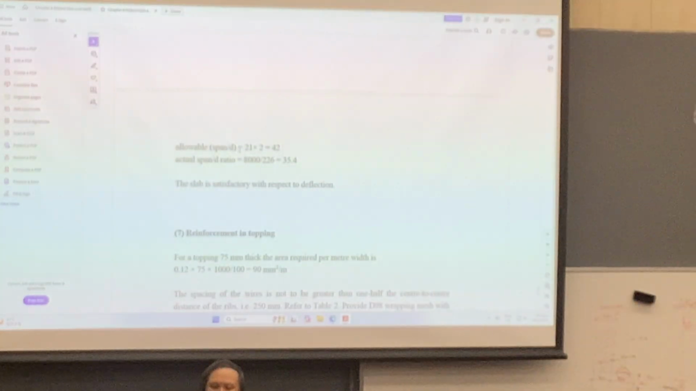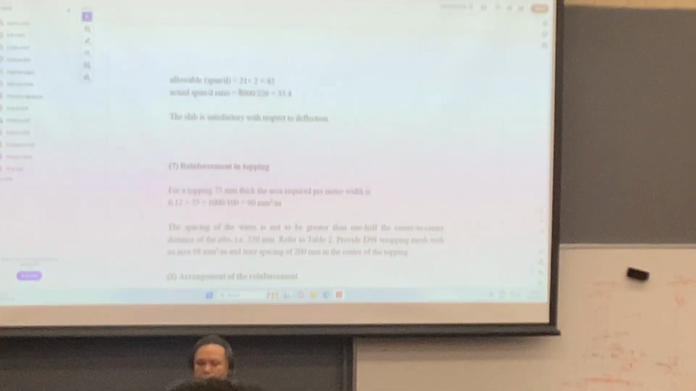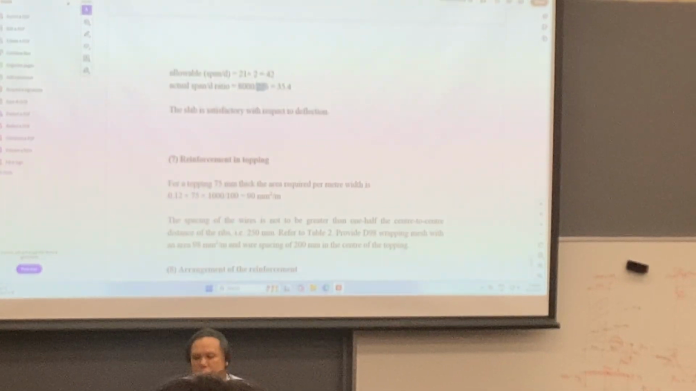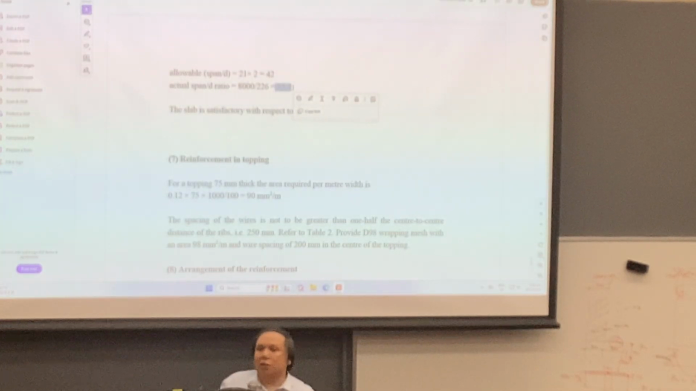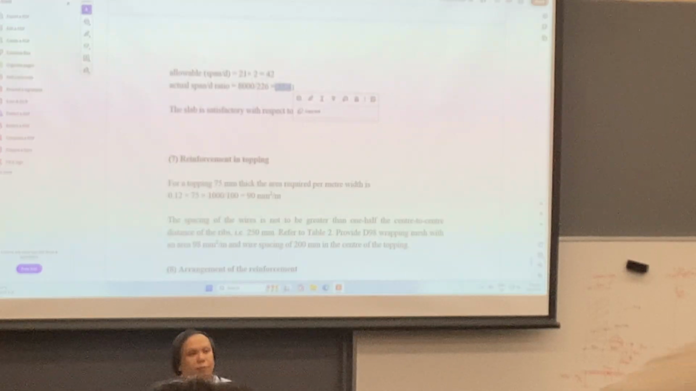So the allowable one is equal to 21 times 2, so it is 42. And the actual span depth ratio is equal to 8,000 and then divided by 226. So actually it is equal to 35.4. So the allowable one is 42, while the actual span depth ratio is equal to 35.4. Is it okay? So the deflection is also fine.